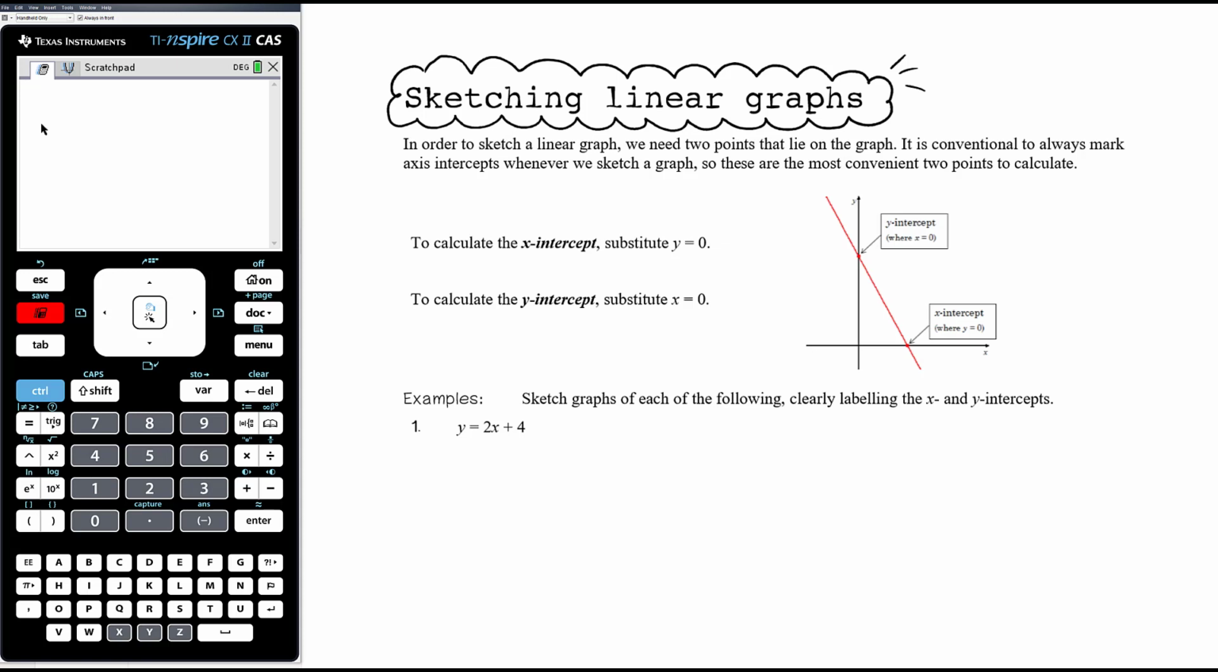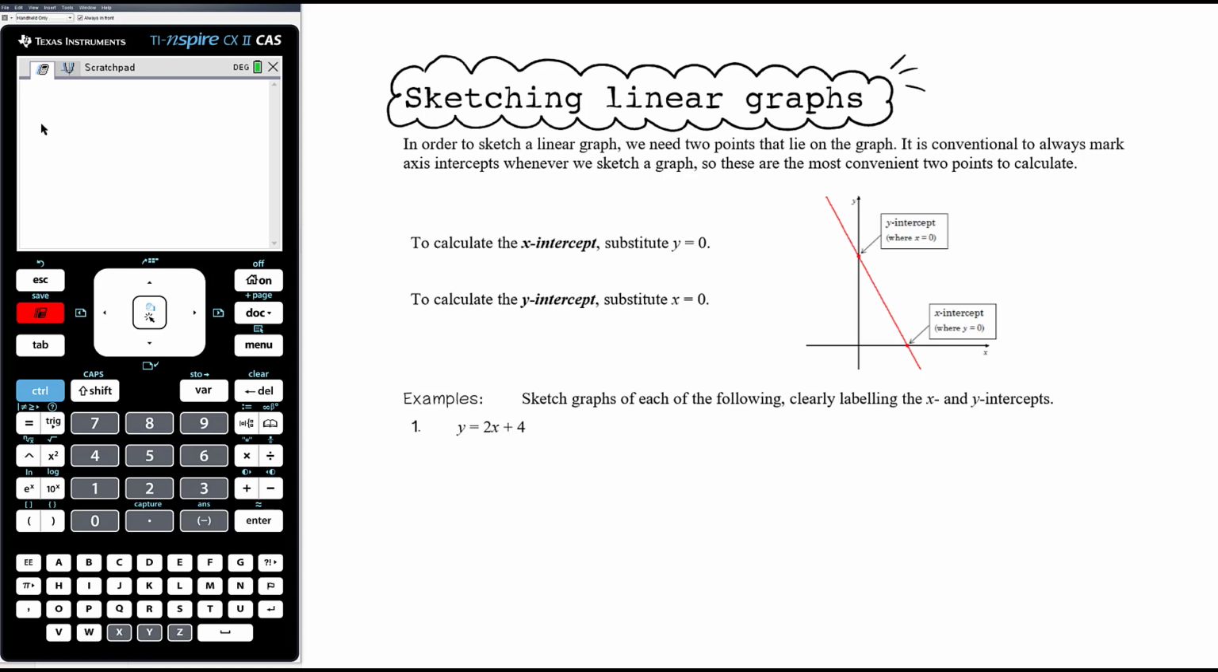So in order to sketch a linear graph, in fact, anytime we sketch a graph, we must have enough information labelled on the graph that would enable someone to work back from the graph to the equation. Okay, and so the minimum amount of information we need on a linear graph is 2 points. If we have 2 points on the line, we can calculate the equation of the line. So whatever the line is, you want to make sure that you are always labelling at least 2 points on the graph.